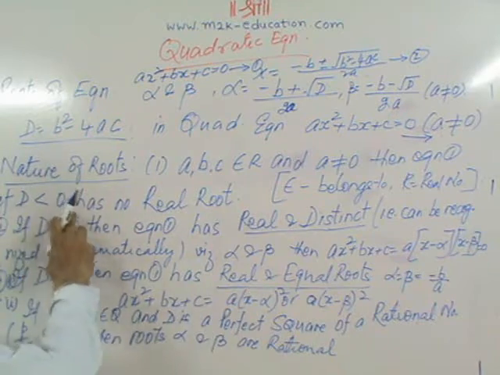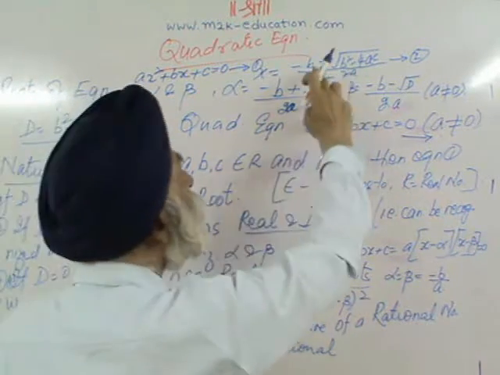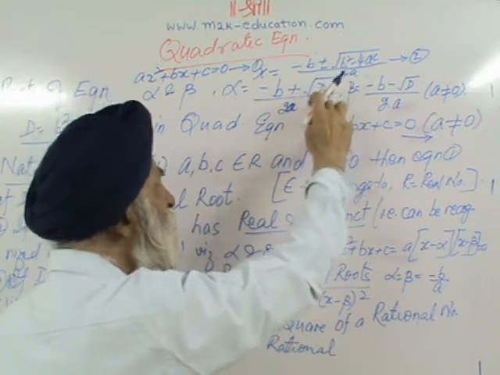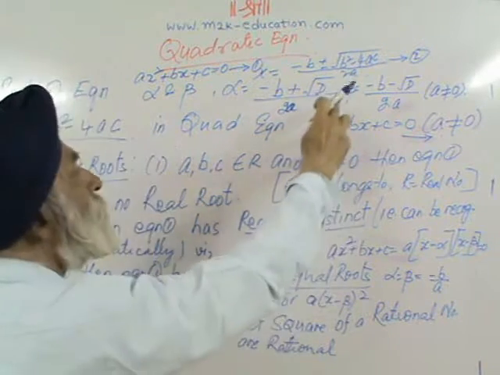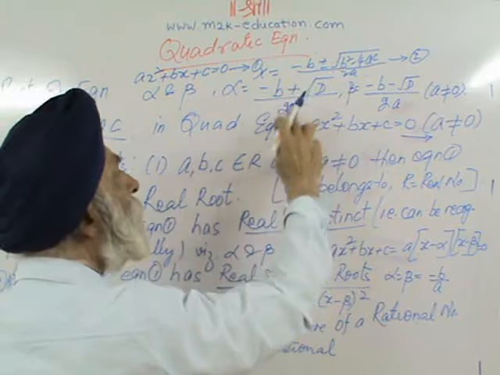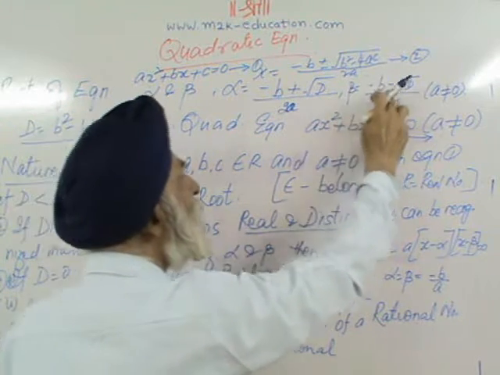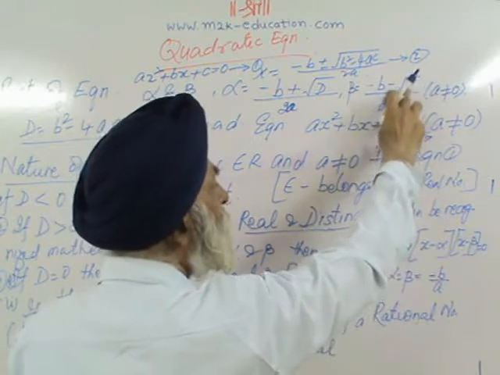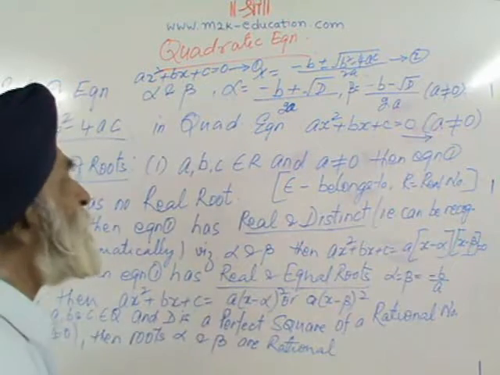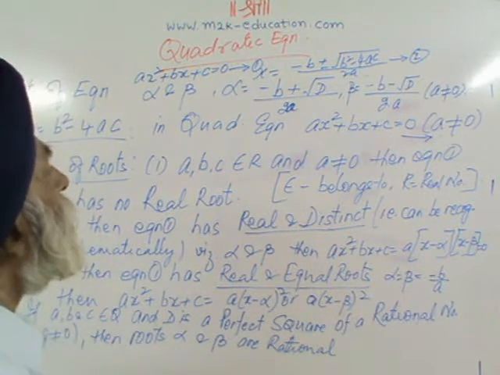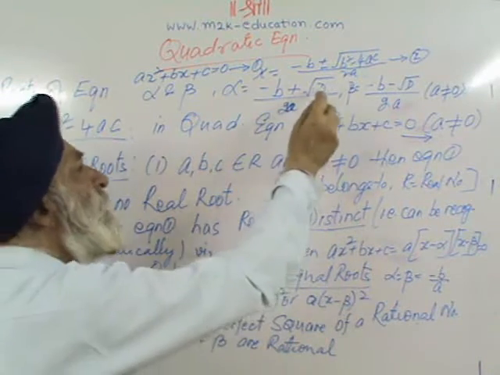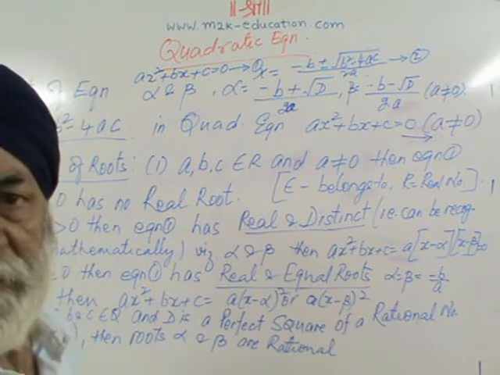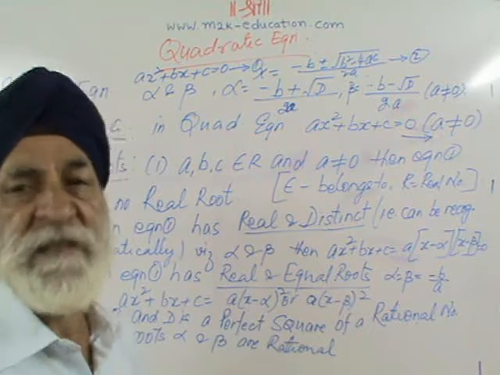When D is less than 0, then we have the roots alpha and beta as (−b ± √D) / 2a. It means that the root of the negative D becomes an imaginary number. So we can't find the root, or there will be no real root. It will be an imaginary root, which will be discussed later. Okay?